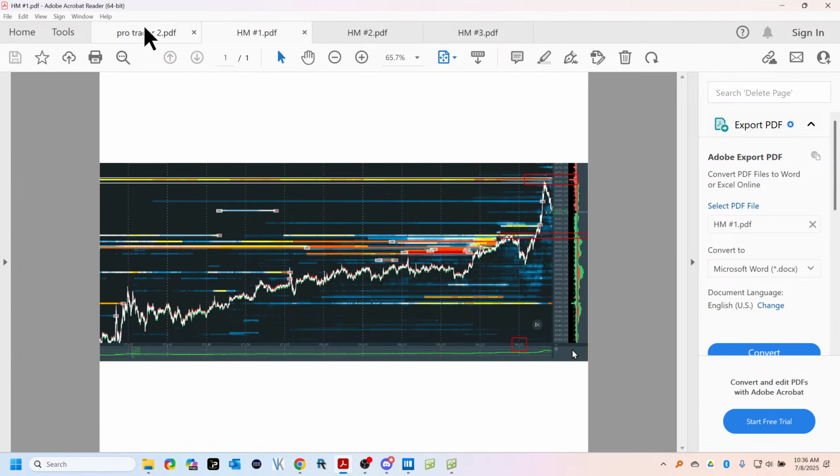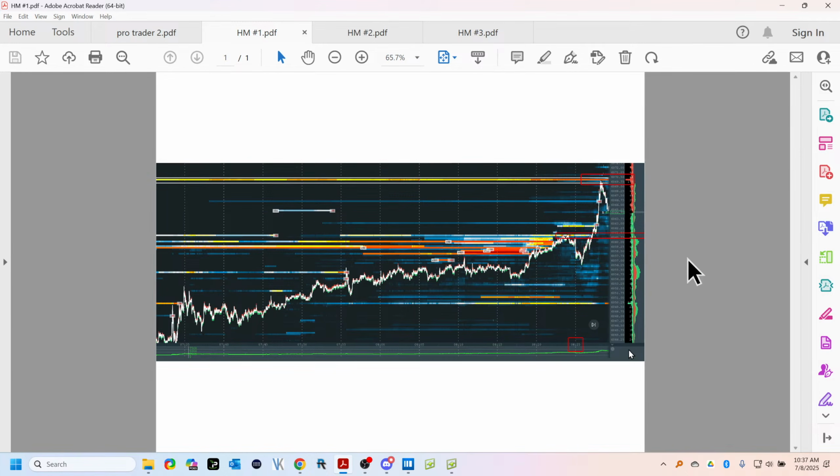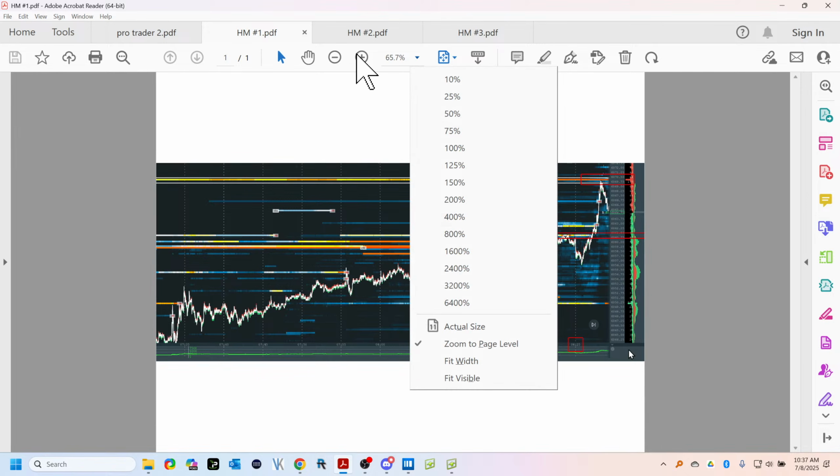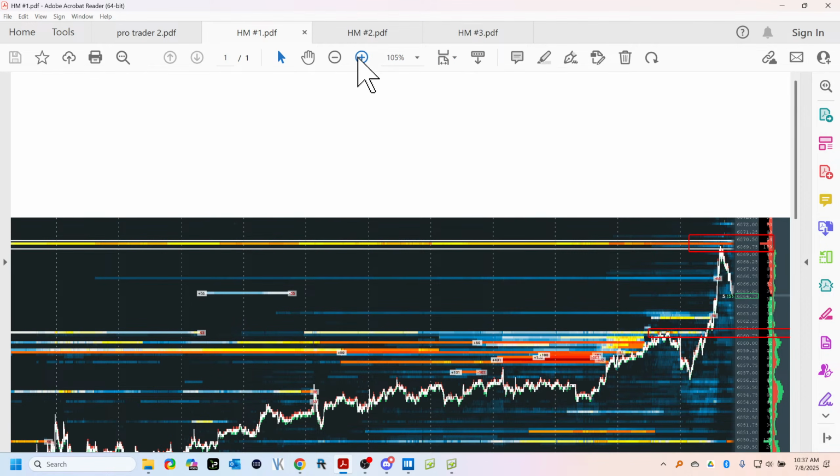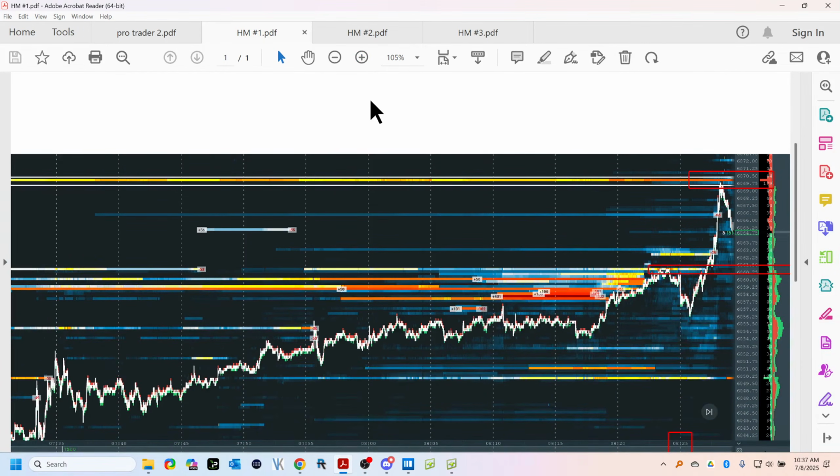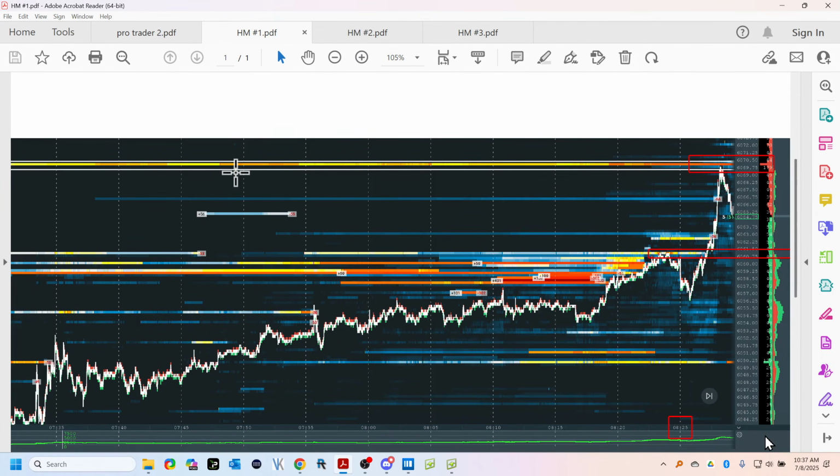Now, I have some PDFs here. I hope they will be clear. Apologies if they're not. Let's get this. Oh, there you go. So this is your heat map. Let's see if I can get this a little larger for you guys. Hold on. Again, apologies for this. When it comes to high tech, not my thing.